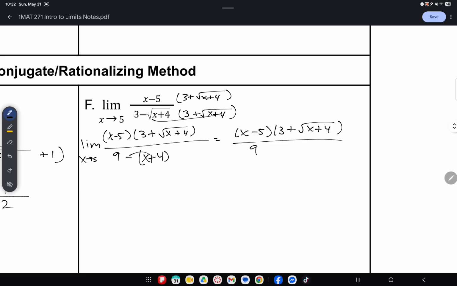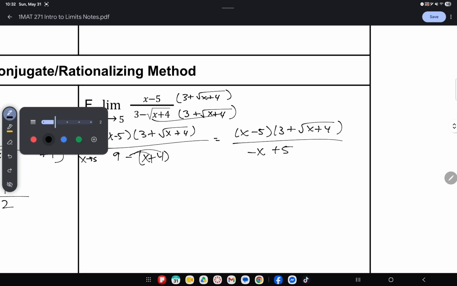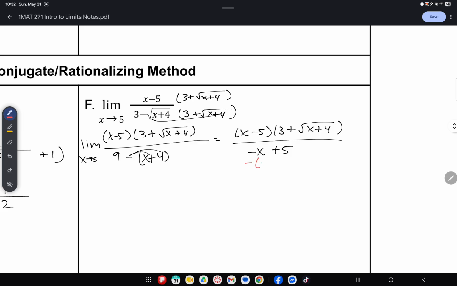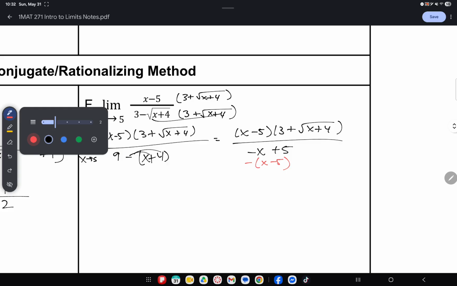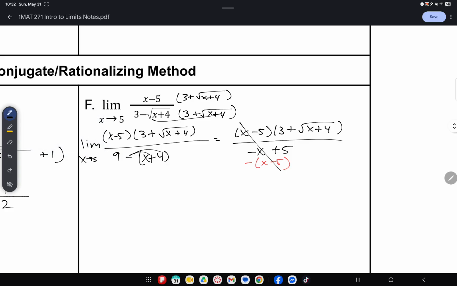So I have to distribute that negative, minus x minus 4. So I'd have negative x plus 5. Now that's not x minus 5, but if I factor out a negative here, and I'm just going to do it in a different color, then I'll have x minus 5, right? Then I can cancel those factors out.